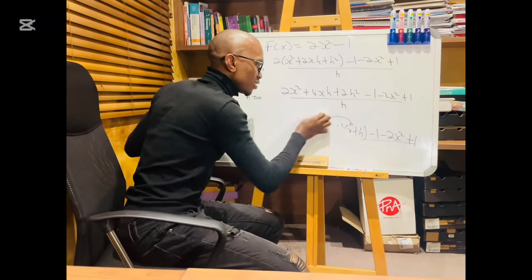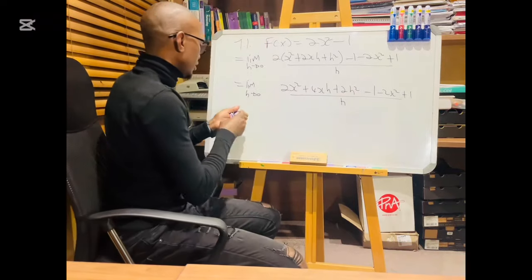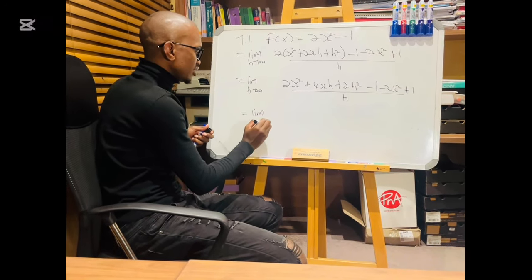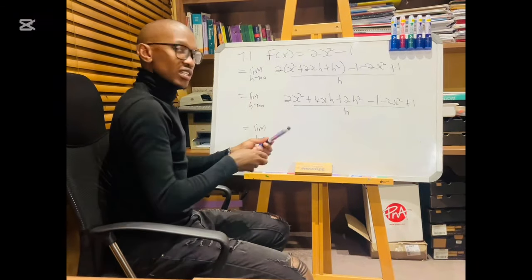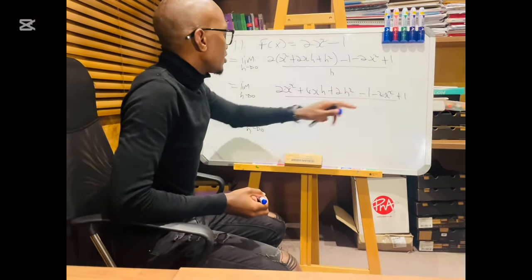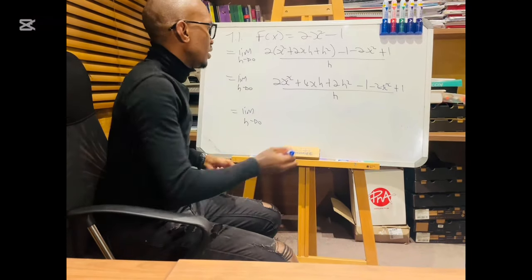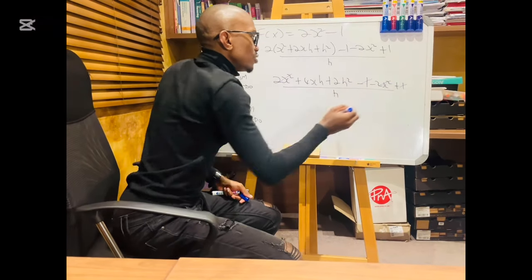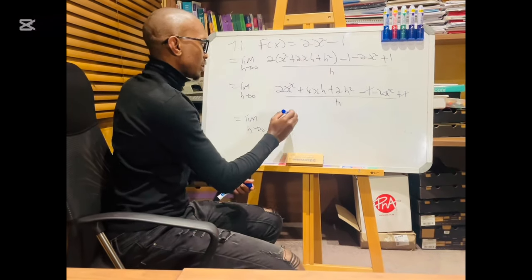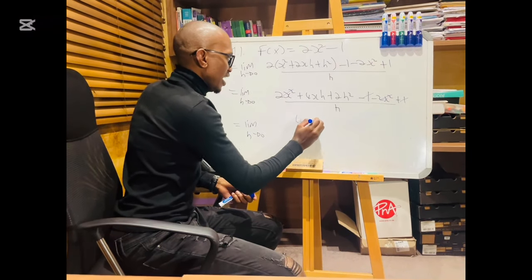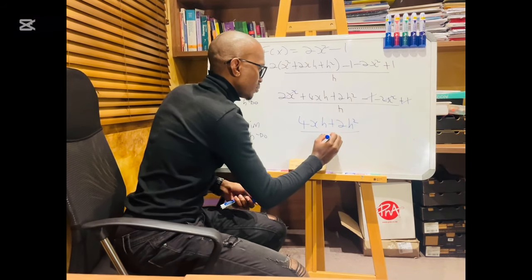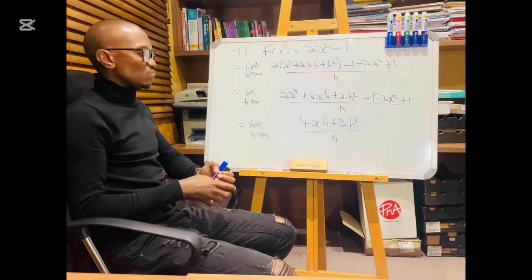Now we are going somewhere. Okay, guys, stay with me. The limit as h approaches 0. Now check. See, 2x squared minus 2x squared is 0. And again, -1 plus 1 also gave us 0. So I'm left with these two terms. I'm going to write them down: 4xh plus 2h squared, all divided by h. That's what we are left with.